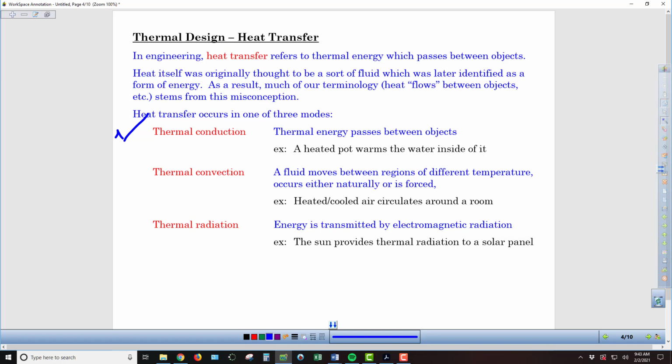Then we have thermal convection. So this is where a fluid, like a liquid or a gas, moves between regions of different temperature. And so this could either be a natural occurrence, like hot air rising, or it could be forced, like with a fan, or a pump, like in an air conditioning type system. So that's thermal convection. And then finally, we have thermal radiation. So this is where energy is transmitted by electromagnetic radiation. So of course, like the sun is the obvious example that heats the earth, and then that energy, for example, could be used in a solar panel or for photosynthesis or whatever.